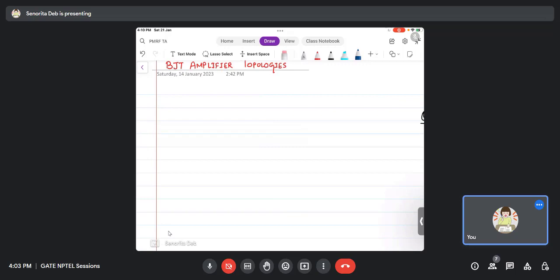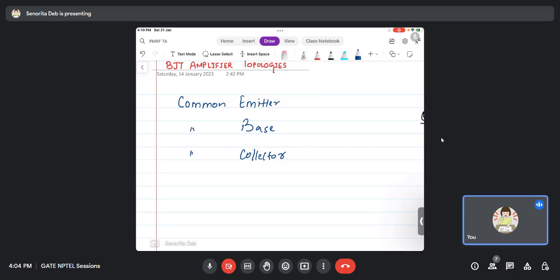So, if I say, some of you might already know this, but I'm still going through it. Okay, common emitter, then base, and then collector. Okay, so common emitter, common base, common collector.